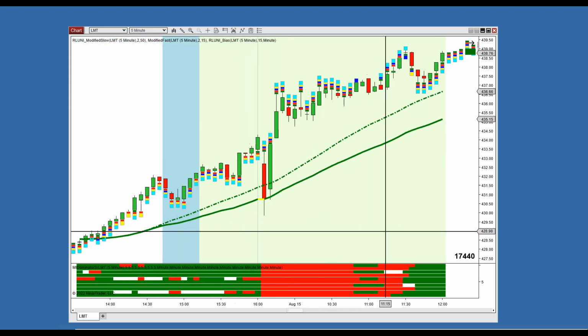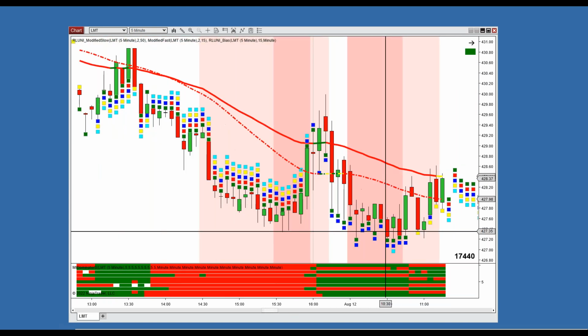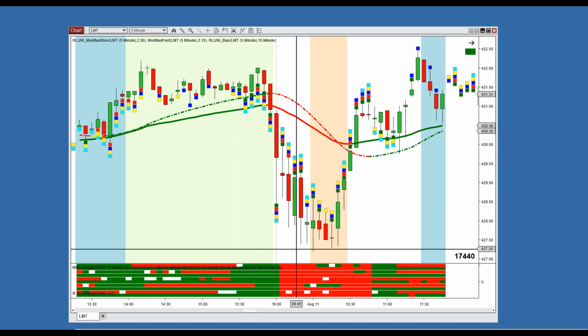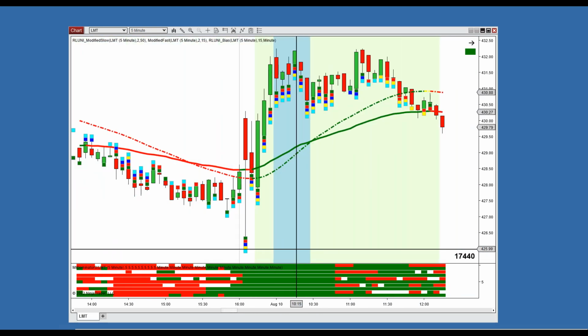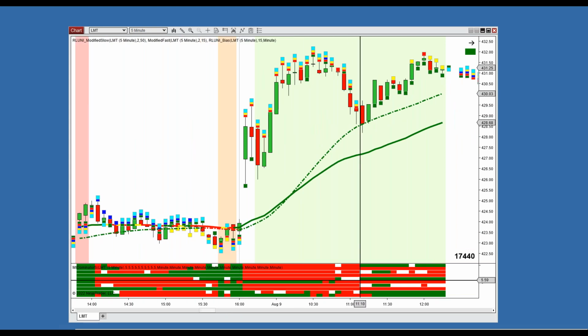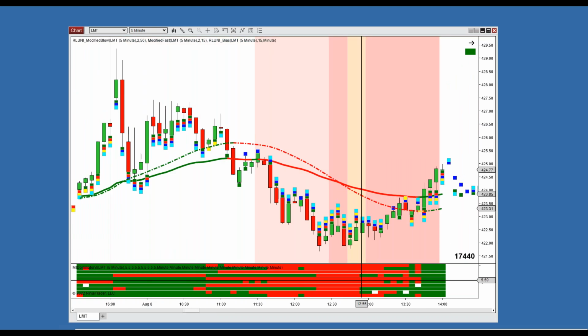Now here your internals are against you. Here they're with you. Trying to look for dark green. See, this pullback is not associated with any internals, so I wouldn't trade it.